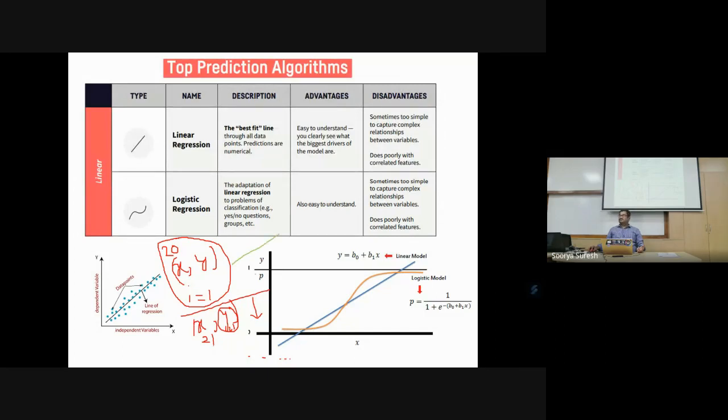So what is the advantage of a straight line? I can extend it to any infinite point, and for that point, I can find out what will be the unseen value. Till here is seen data, and from here to here is unseen data. So that is the power of machine learning.